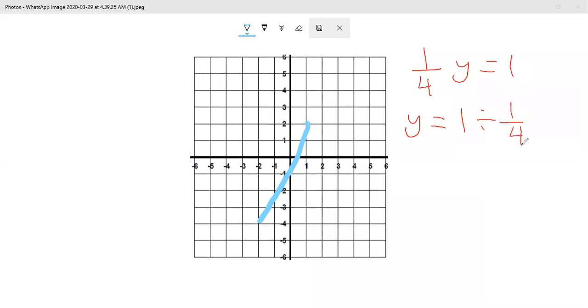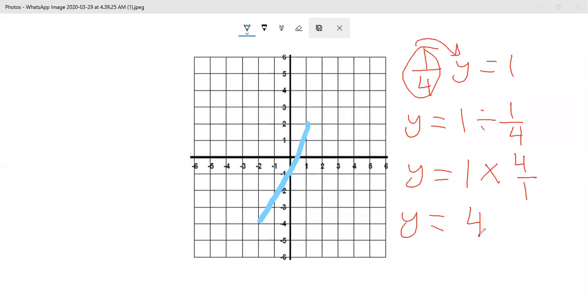Any problem with this step? Sir, why did we change to divide by 1 over 4? Because 1 over 4 here is multiplied by y. So I'll divide by 1 over 4. Oh, okay. Then y equals 1 multiply 4 over 1, which equals 4.